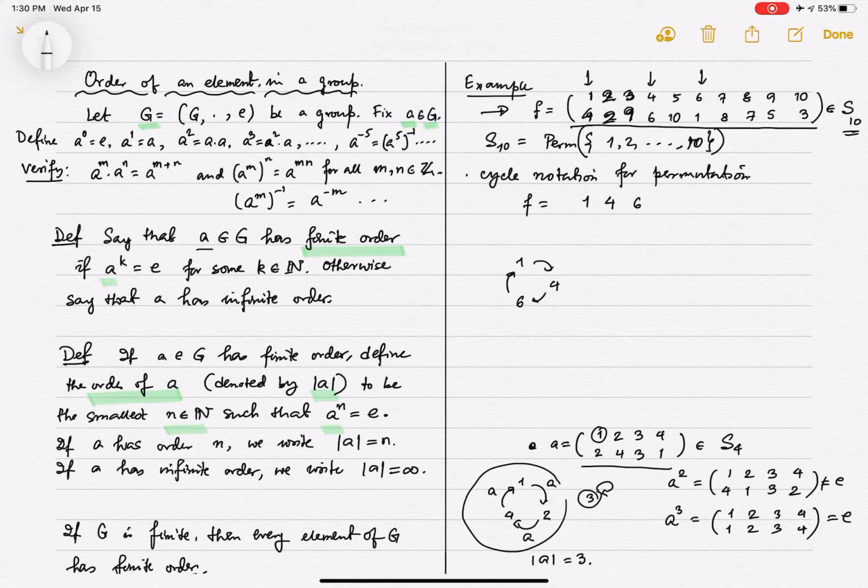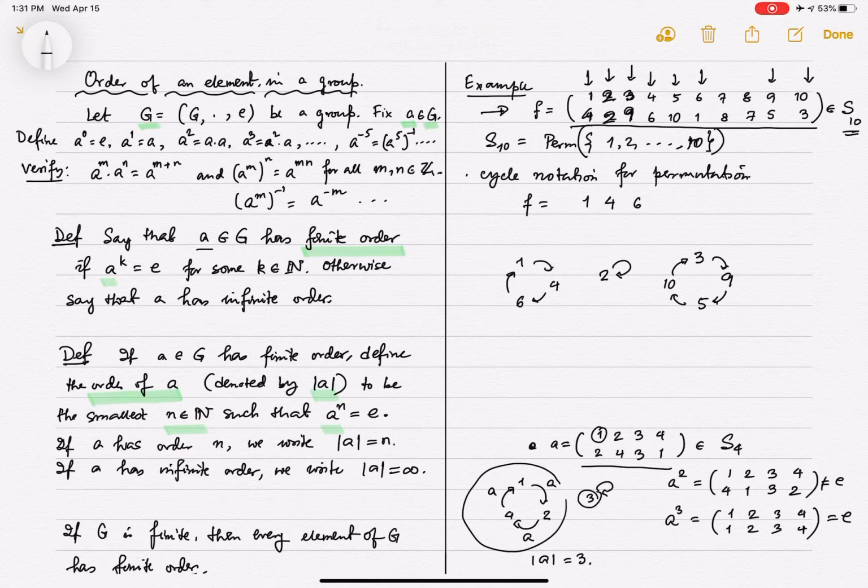Next, I go to the first thing that is available, which is 2. What happens to 2? Well, 2 stays at 2. Next, I go to the next thing available, 3. 3 goes to 9, and then 9 goes to 5, and then 5 goes to 10, and then 10 goes back to 3.